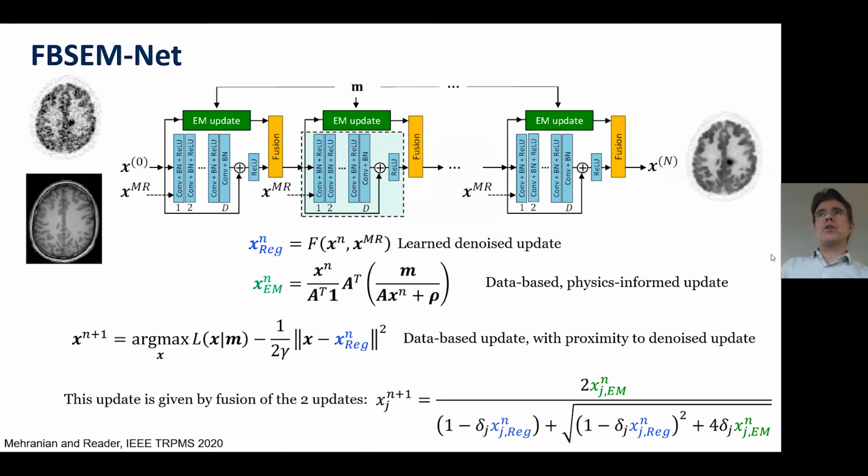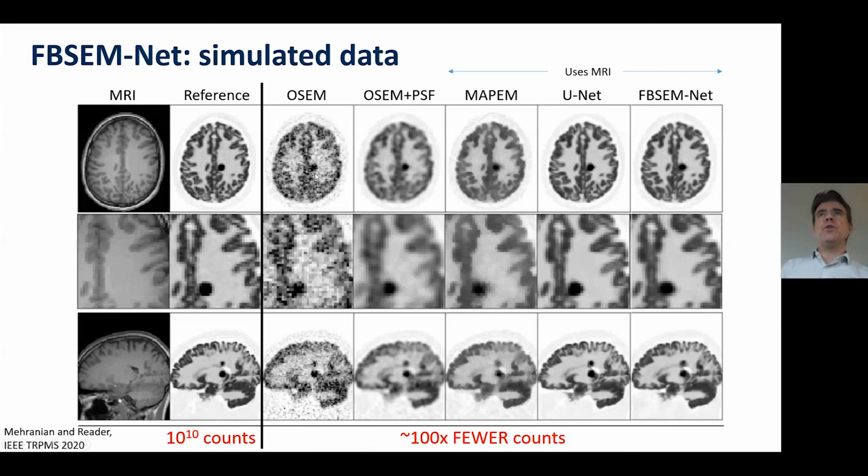Okay, what are the kind of results that we get? So those are shown here very quickly. There's our noisy OSEM. This is for using 100 times fewer counts than our high quality reference, which is shown here. For simulated data, this is the MR data here, of course.